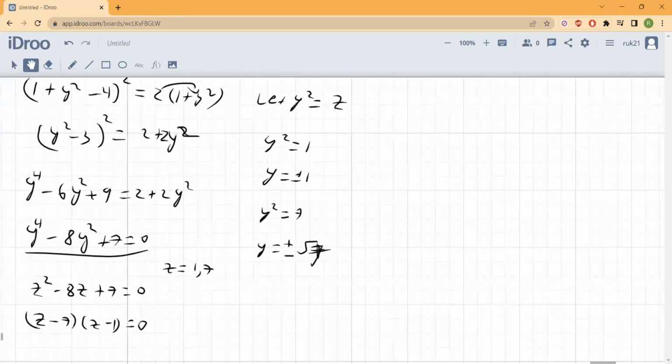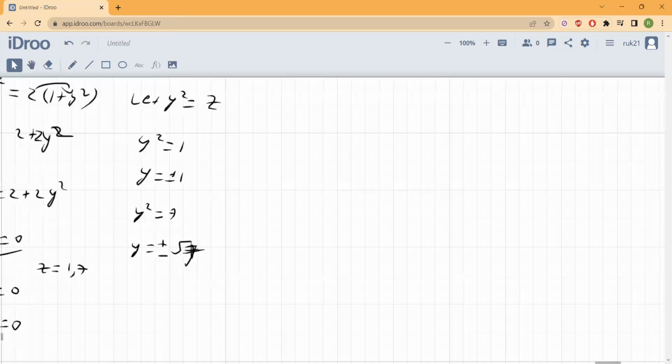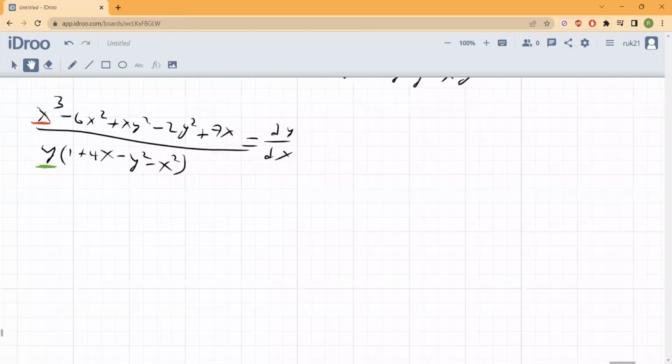Perfect. So now we have our values of y. Let's grab them so we remember them. With that horrible, horrible 7, I will erase it when I get them.